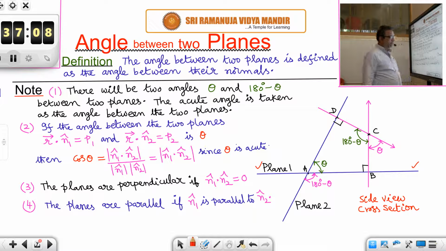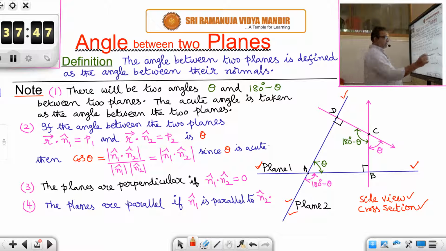Why is the plane looking like a line? Because this is a side view, a cross section. A plane is looking like a line because we are seeing the edge of the plane. So this blue straight line represents plane 1. Similarly, plane 2 is also this blue line, which looks like a straight line because that is the edge of the plane, as we are seeing from the side.